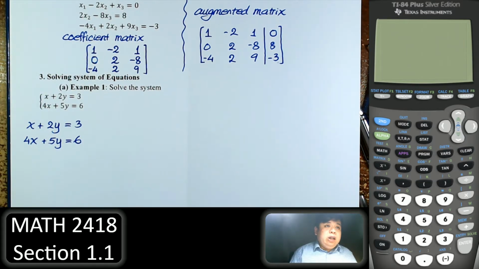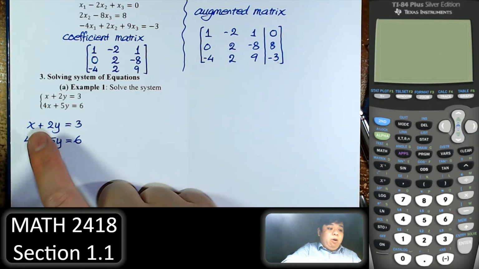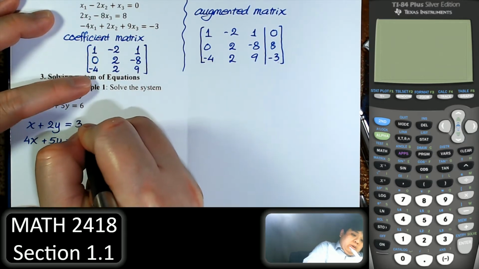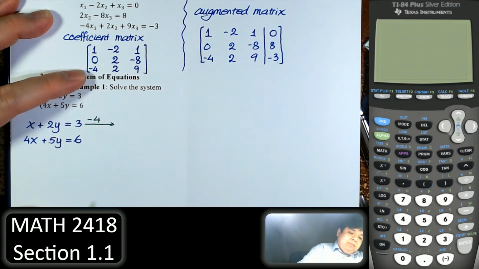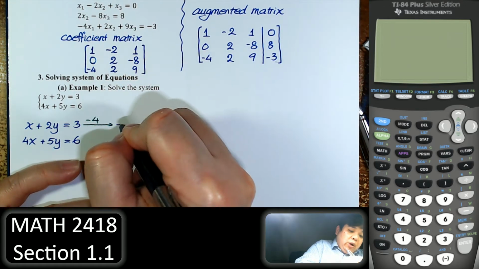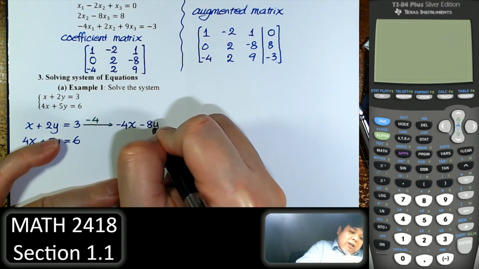Now elimination. To eliminate, we can either eliminate x or eliminate y. On this problem, it is easier to eliminate x simply because we multiply something top and bottom to cancel. So we have 4x on the bottom. It is easy to make 4x on the top. So in that case, I will multiply by -4 on the top, on the first equation. When I do that, we have -4x - 8y equal to -12.